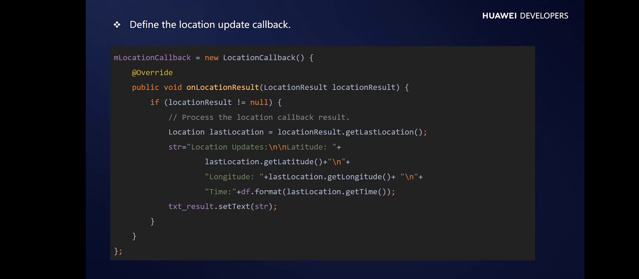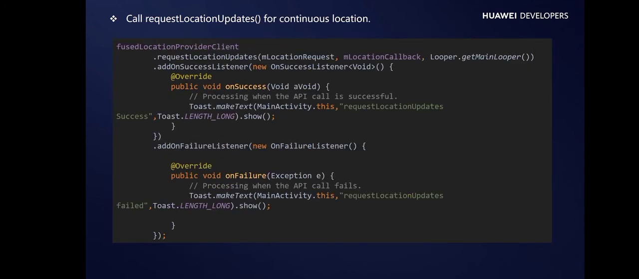Define the location update callback. Get the result in onLocationResult. Call requestLocationUpdates and pass the callback and request object.